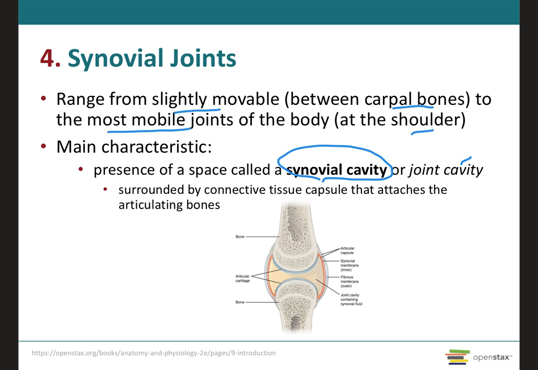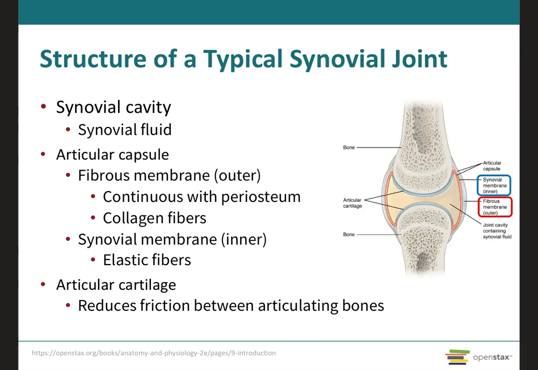Also, this synovial cavity is going to be surrounded by a connective tissue capsule that will attach the articulating bones, and we will talk more about this in the upcoming slides. Right over here, you can see where the synovial cavity is located within this joint. This cavity will contain a fluid that is called the synovial fluid. So see, not everything is complicated in anatomy. We will talk in more details about the synovial joint in the next slide.